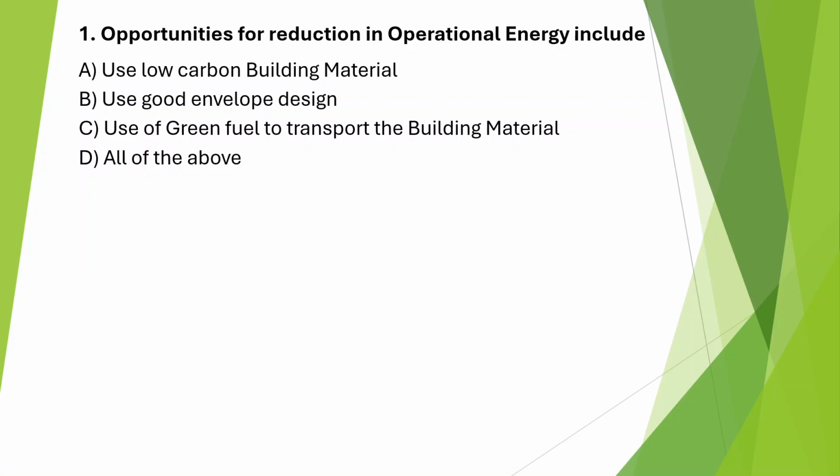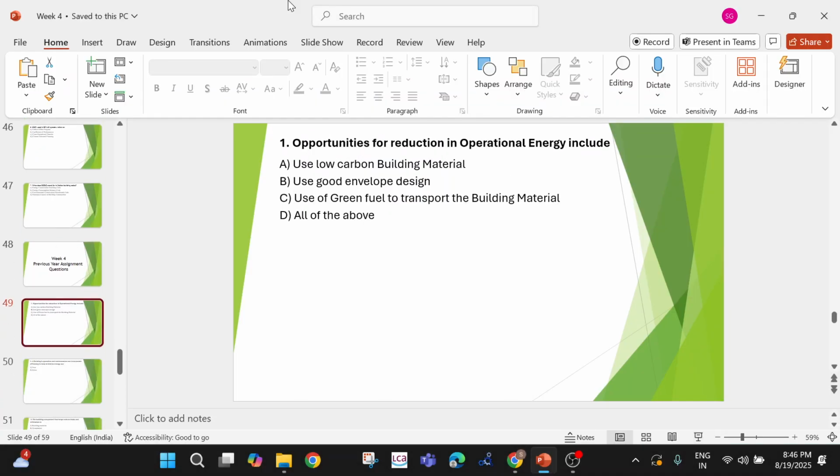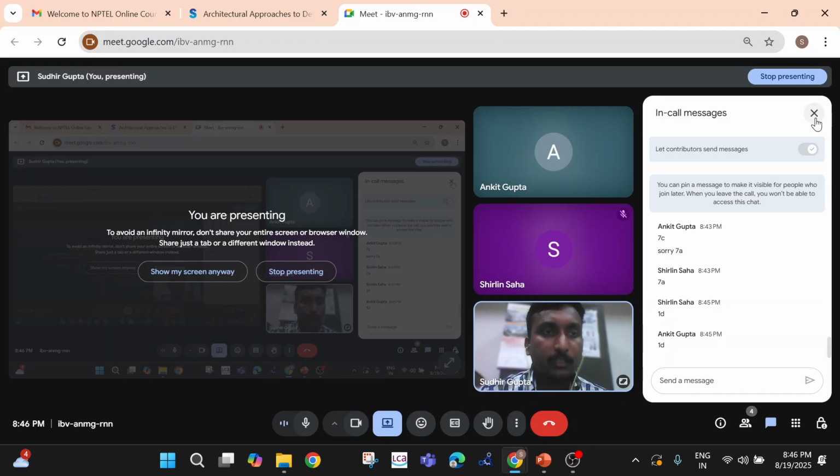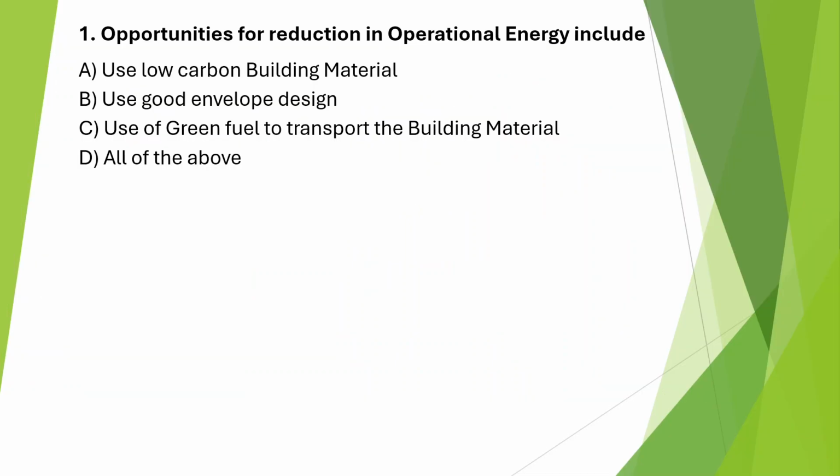The opportunities for reduction in operational energy include: when you are focusing on reduction in operational energy, what will you be looking for? Use low carbon building materials, or use good envelope design, or use green fuel to transport the building materials, or all of the above. Which of the following options do you think is the most appropriate one? Option D is opted by most of you.